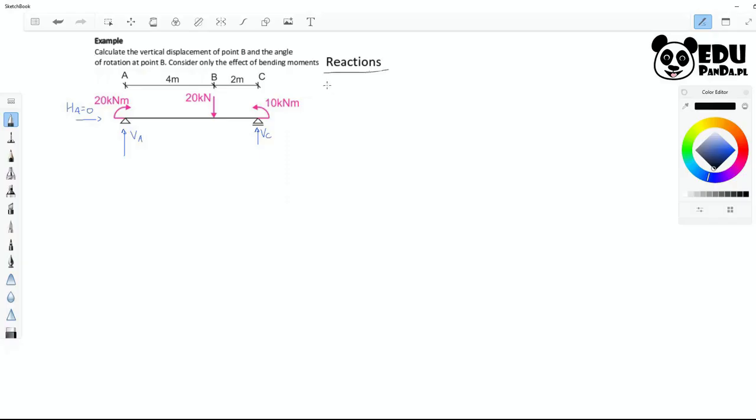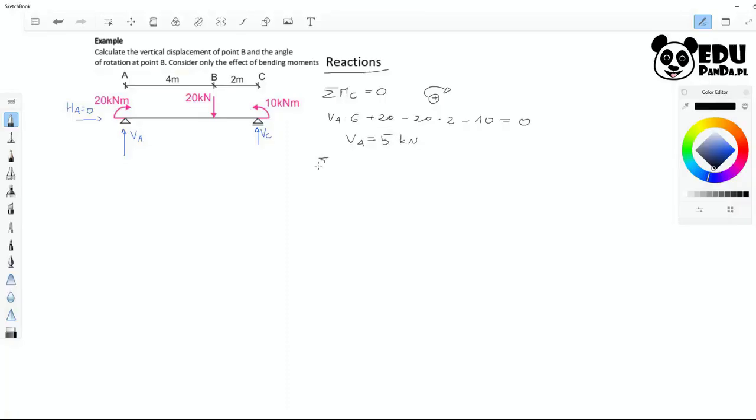Reactions. We start by calculating moments relative to point C, so we have them in order. I assume that a positive moment is clockwise, meaning moments that would turn this beam relative to point C. We consider clockwise as positive. VA times the distance, 6 m, plus 20 kNm, which is this moment here, minus 20 times 2, minus 10 equals 0. VA equals 5 kN, of course.